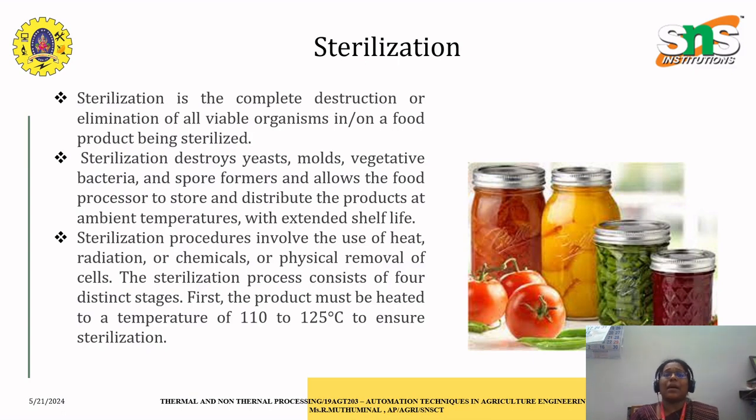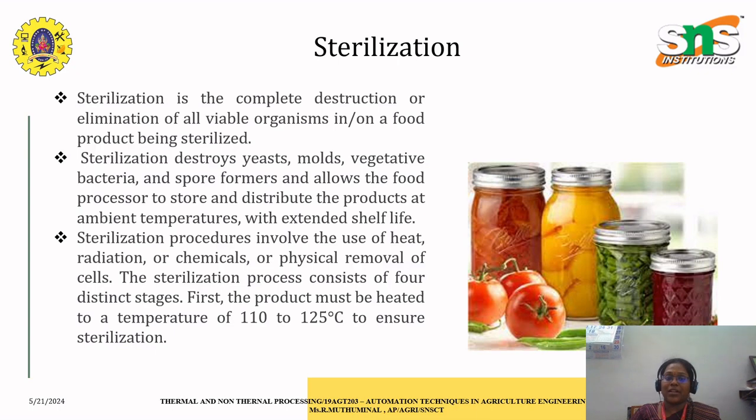Sterilization is the complete destruction of all viable organisms in and on a food product. It destroys yeast, molds, vegetative bacteria and spore formers, and allows the food processor to store and distribute the products at ambient temperature. This will help us to extend the shelf life of the product. These are some of the methods utilized for packaged fruit juices and other packaged food products.